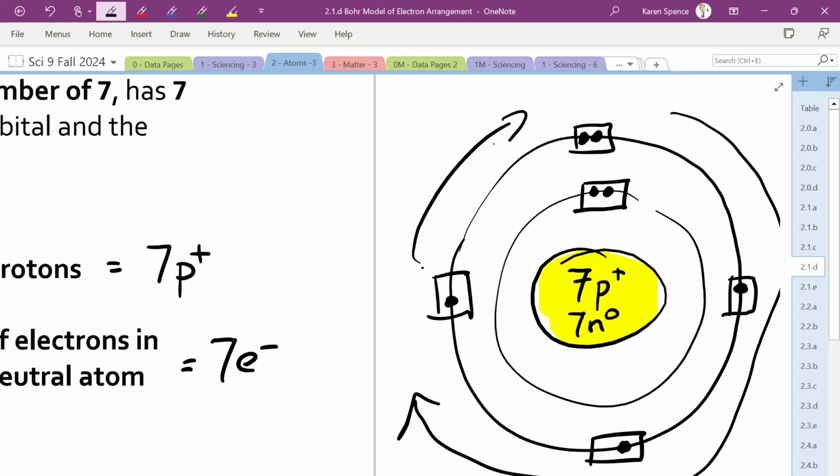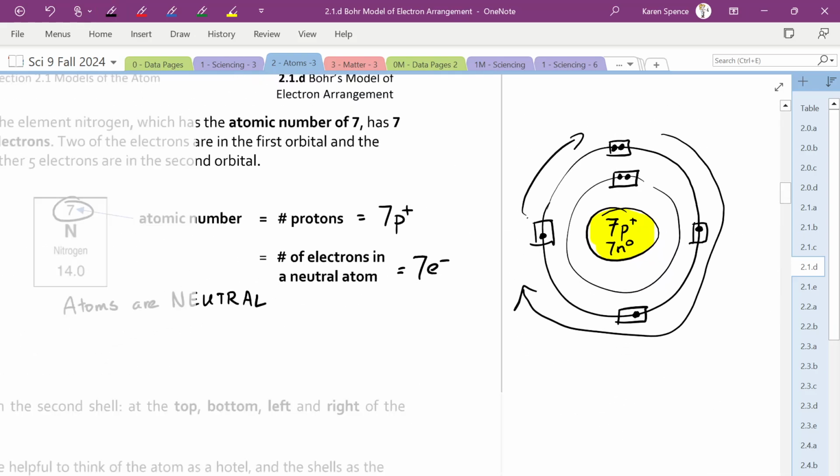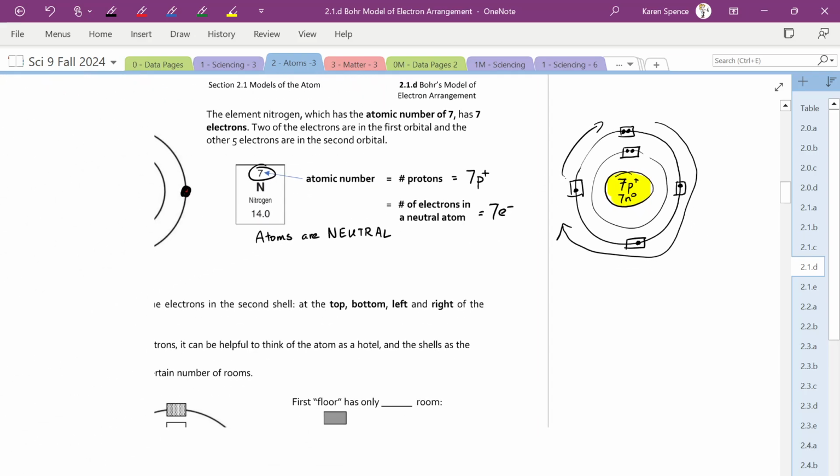Where do you start? At the top. Show me which way you go around. I've got 2 people doing it, 3 people, 4 people, 5 people, 6, 7, 8. Everybody show me, good? You go around clockwise. So start at the top and then put 1 in each space. And then if you need another one, you're going to put a second one in there, and then you can double up until everybody's full. And that's how you draw Bohr models.